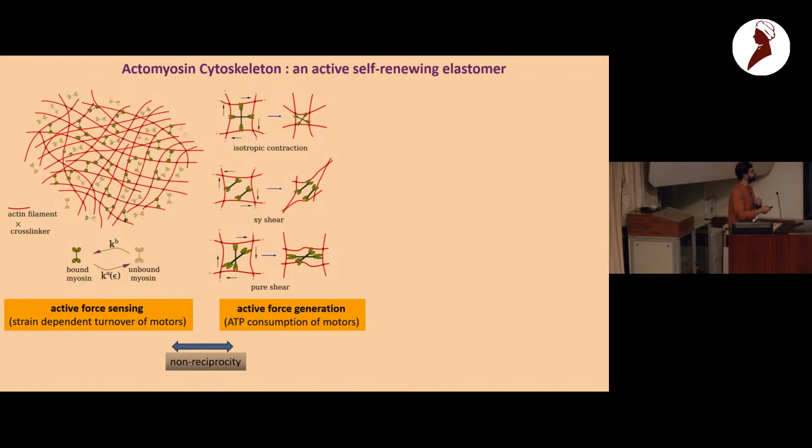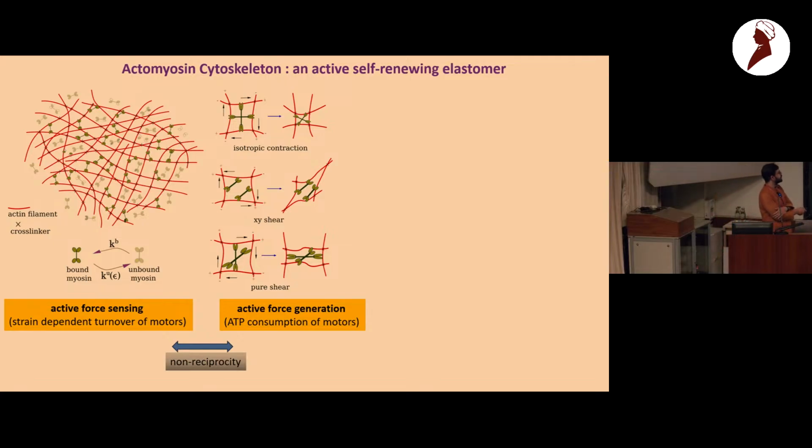So this is our system. As I said, it's a meshwork of these actin fibers, and on top of it, these myosin motors, like these small things, are binding and unbinding with a certain rate. And in the case of myosin, it has been found that either the binding or unbinding rate could depend on the local state of the meshwork. So in this work, we are just assuming that the unbinding rate is strain dependent.